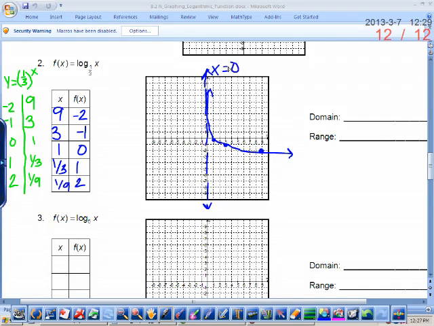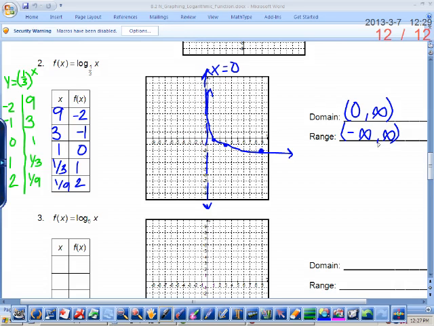Don't forget to label your asymptote. Do you see how it was a reflection from our previous graph? Okay, a reflection across what axis? X-axis. The x-axis, okay? So that's something to keep in mind, that base, if it's a fraction, it's going to take your normal log shape and reflect it across the x-axis. What's the domain? 0 to infinity. And what's the range? Good. Any questions about that?